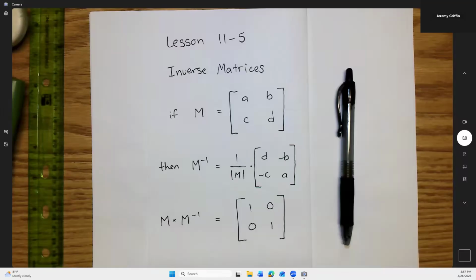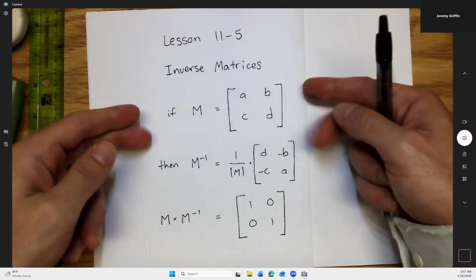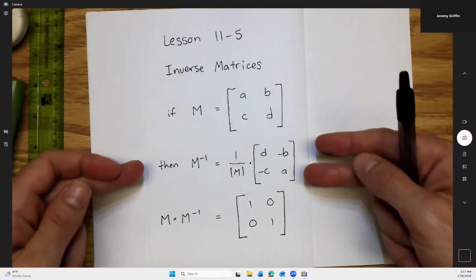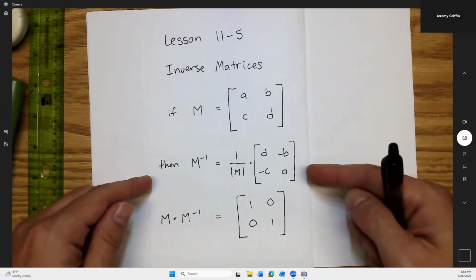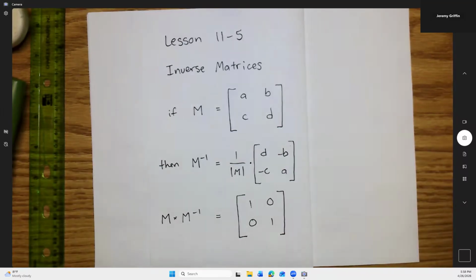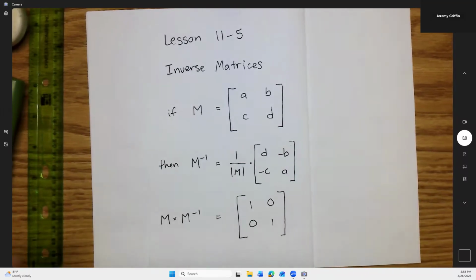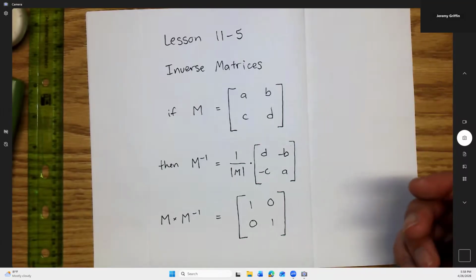Lesson 11.5, inverse matrices. If you have a 2 by 2 matrix like this, A, B, C, D, there's an inverse matrix that's associated with it. And if you know the inverse matrix, you can use it to also solve systems of equations. Now, notice I'm only doing a 2 by 2 here, and that's as far as your book also goes, right?